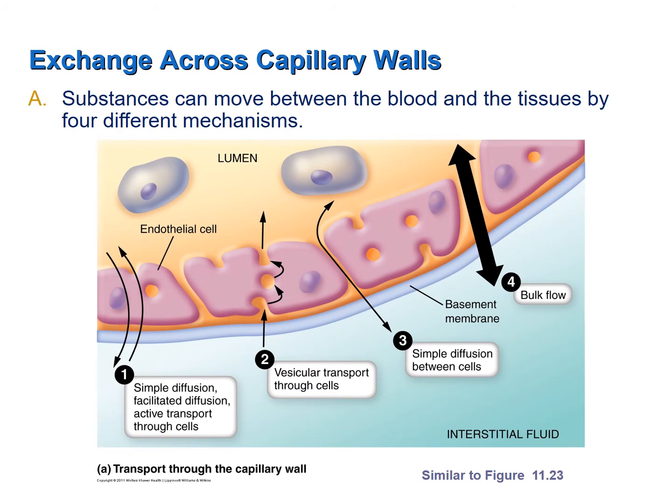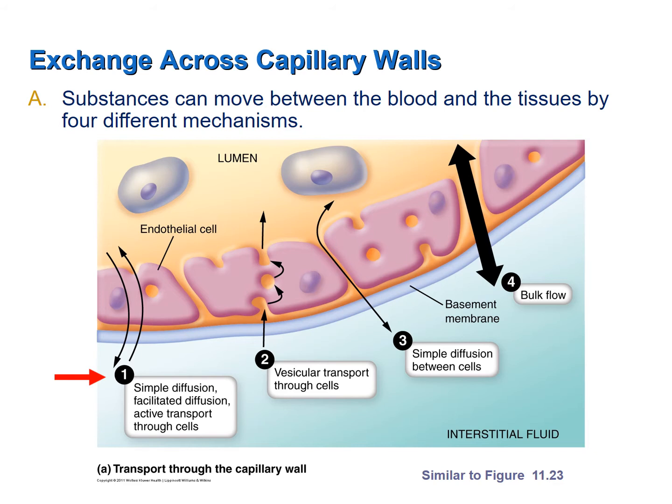This figure from your book illustrates the capillary wall. The yellow is the lumen, the interior of the capillary, and the interstitial fluid outside of the capillary is shown in blue. Illustrated here at position 1 is the movement across the wall of the capillary by simple diffusion, facilitated diffusion, and active transport directly through the endothelial cells.